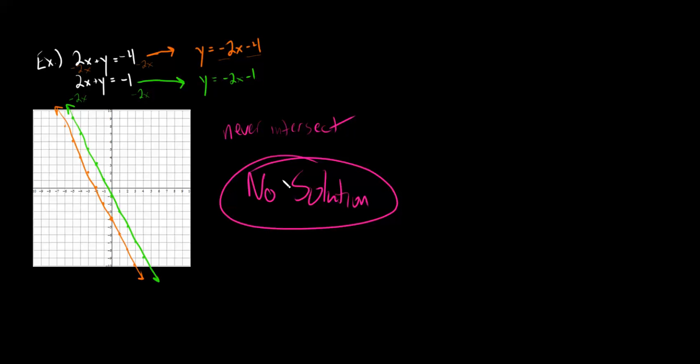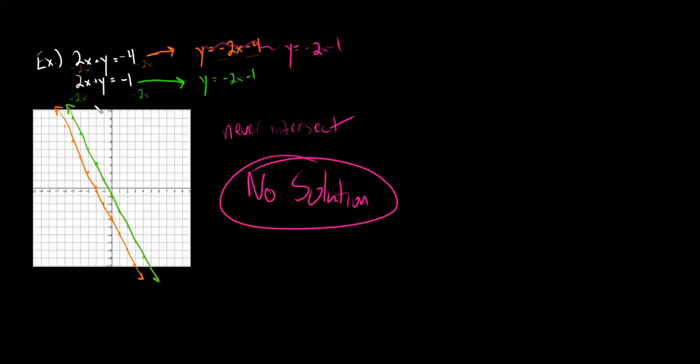It's no solution. However, if the graphs are actually on top of one another, so let's just say for argument's sake, this equation here was y equals negative 2x minus 1. These graphs would lie on top of one another. It would be the exact same line. And in that case, you would actually have infinitely many solutions because it would be every single point that is on that line. So that's our two special cases.